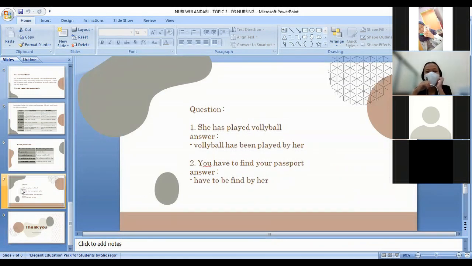Number 2, you have to find your passport. Your passport, where is it? Why is it lost? Your passport has to be found by you. Yes, not "have to be found by her." Find changes to verb 3.